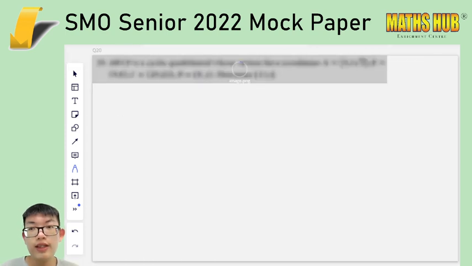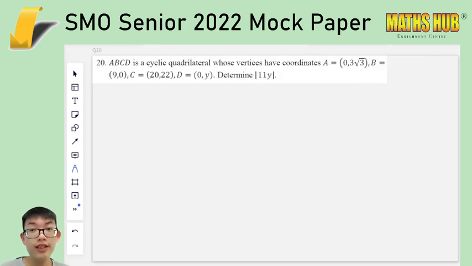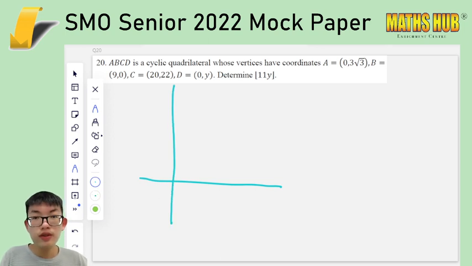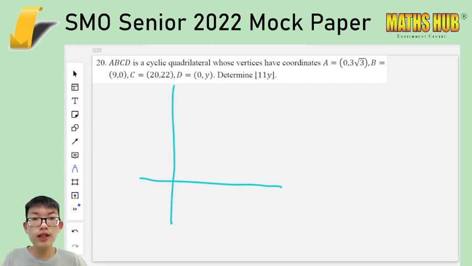Okay. Last for this video is question 20. This is a pretty unusual coordinate geometry question because it mentions a cyclic quadrilateral. And you have coordinates A, B, C, D. I shall just draw a coordinate axis. So here A is 0, 3 root 3, so somewhere about 0, 5.